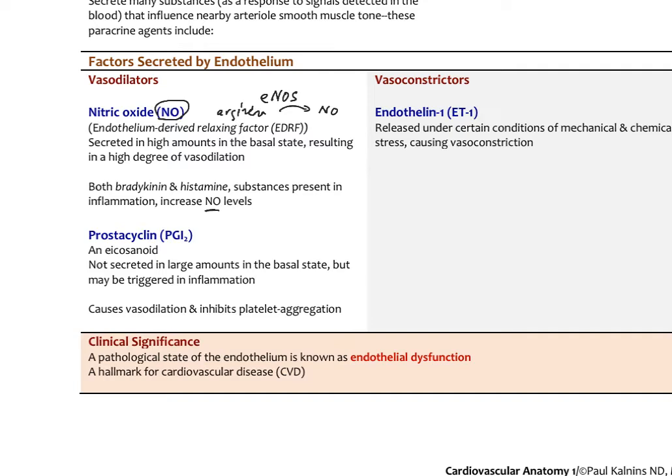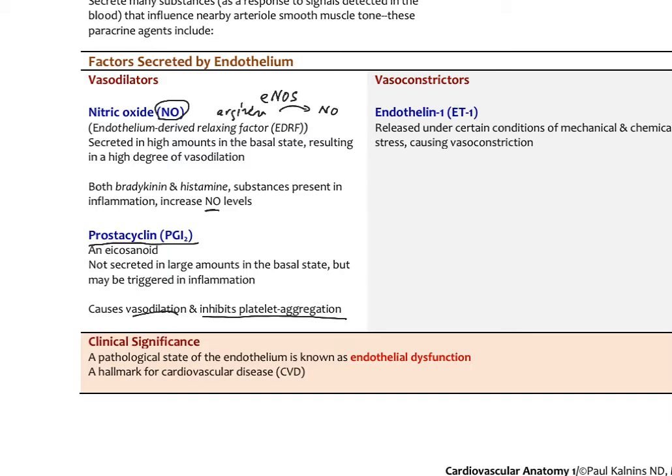Another important secretion by endothelium is an icosanoid called prostacyclin. This is in the prostaglandin class. This is secreted usually in inflammatory states. So in the basal state, we only secrete a little bit of it. But this is actually made from fatty acids in the walls of the endothelium. There are enzymes there that can cleave off the fatty acids and make prostacyclin from them. And the prostacyclin causes vasodilation, but primarily it inhibits platelet aggregation. So it's going to prevent the blood from clotting within the vessel. So that's how the endothelium will protect that.